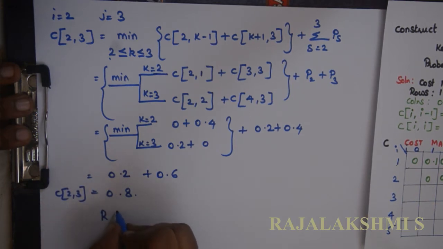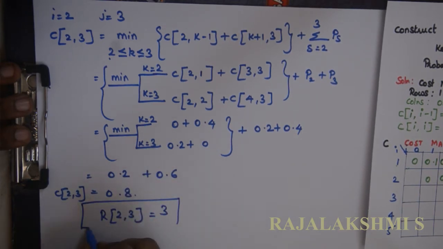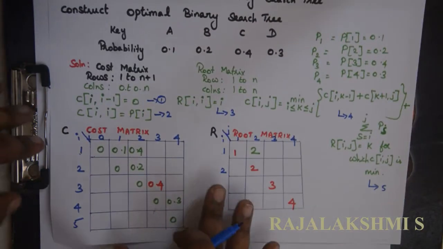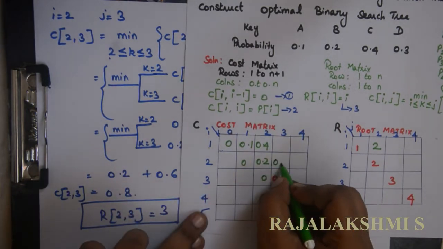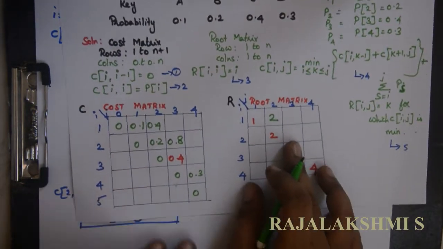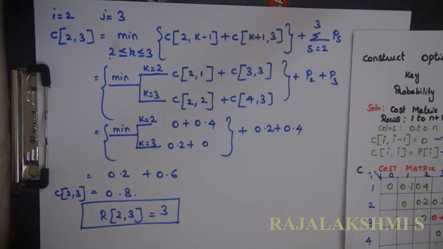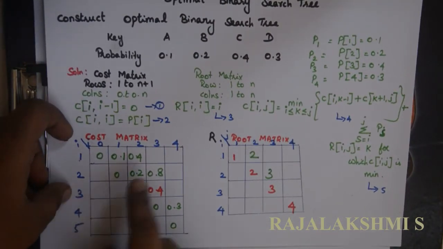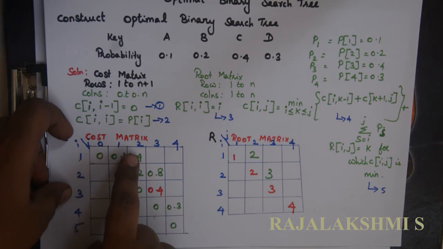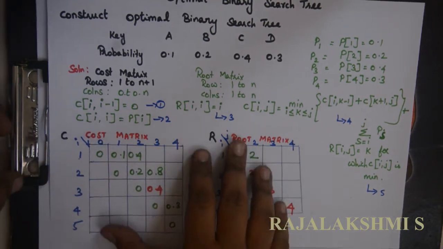So at what value of k is this C of 2 comma 3 minimum? At k equal to 3. So we are having R of 2 comma 3 equal to 3. Now we will fill the values in the table. So C of 2 comma 3 is 0.8 and R of 2 comma 3 is 3. Okay, so what is the next value we should find? I told you that the values should be filled diagonal by diagonal. So the next value we should find is R of 3 comma 4.